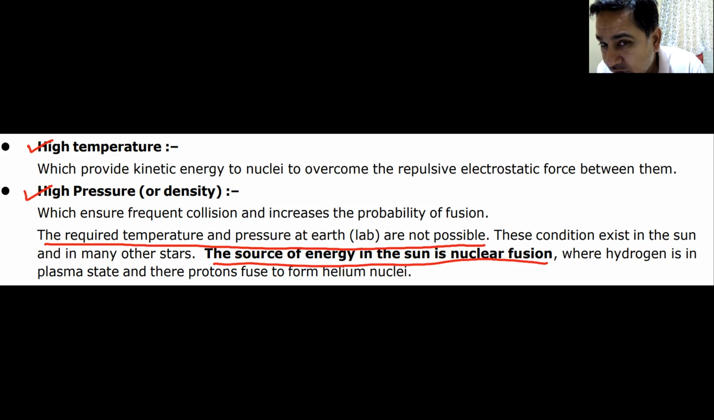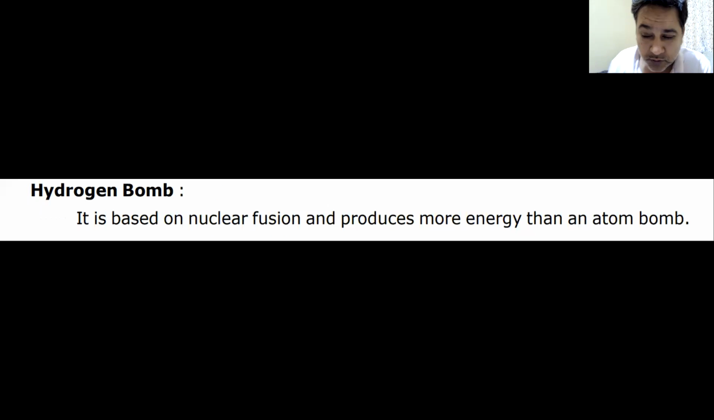Shall I move ahead to the last point of this chapter? Okay, sir. Then, nuclear fission produces the atomic bomb. What does nuclear fusion produce? Hydrogen bomb. Ukraine versus Russia, no, they are not going to use a hydrogen bomb. Don't worry. The hydrogen bomb is based on nuclear fusion and it produces much more energy than an atomic bomb.